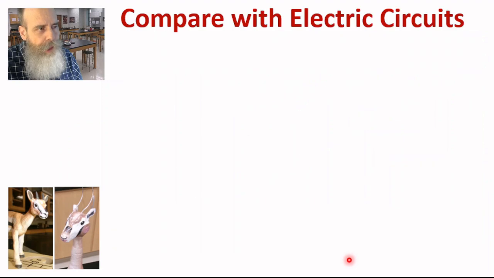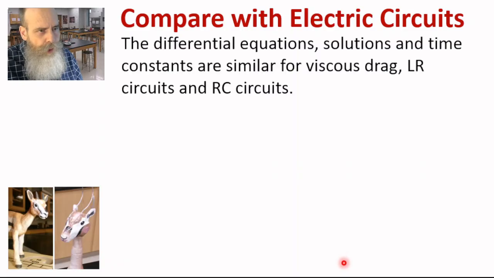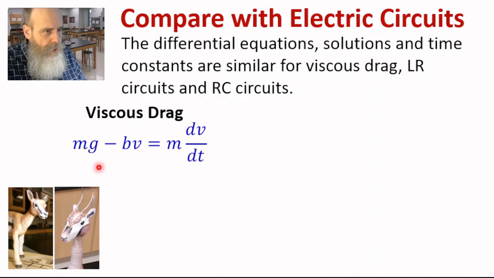Let's compare with electric circuits. The differential equations, solutions, and time constants are similar for viscous drag, LR circuits, and RC circuits. Here's what we just found out for viscous drag. This is our differential equation, and we solve for v as a function of time. mg and b are constants, and the time constant is tau equals m over b.